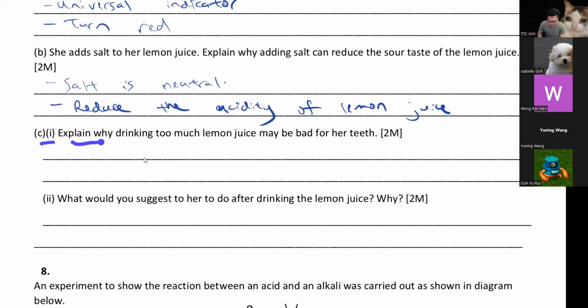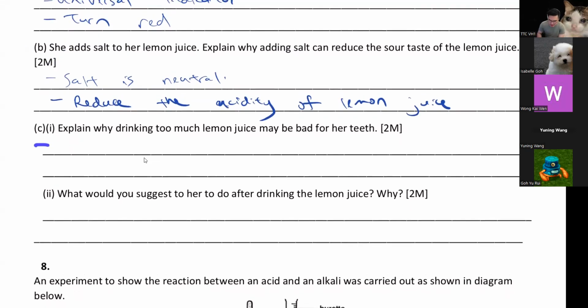C1, explain why drinking... Guys, am I going too fast? If I'm going too fast, you let me know. If you write neutralize the acid level, then you must say the salt is alkaline. Guys, this is sort of an out of syllabus question because we don't add neutral stuff to our acid. Okay, I will accept that.